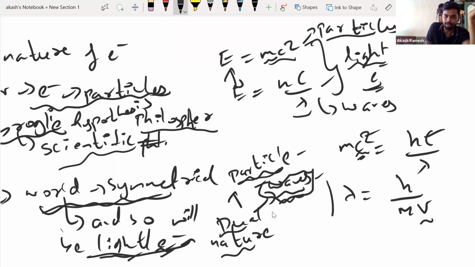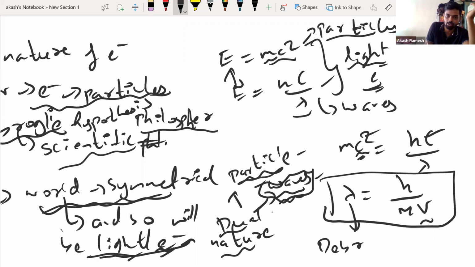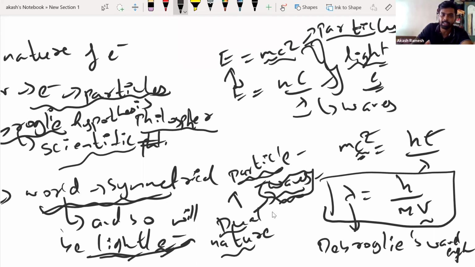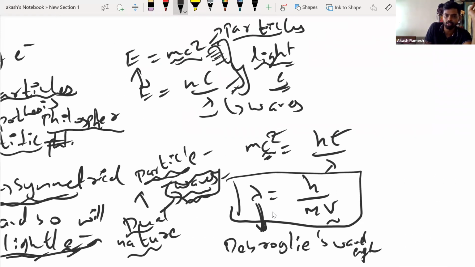Now this lambda is equal to h by mv. This lambda is what is called de Broglie's wavelength. What he did was connect two of the most important equations for energy in scientific history, and he got this particular equation: lambda is equal to h by mv, or I can also write it as lambda is equal to h by p, where p is the momentum.